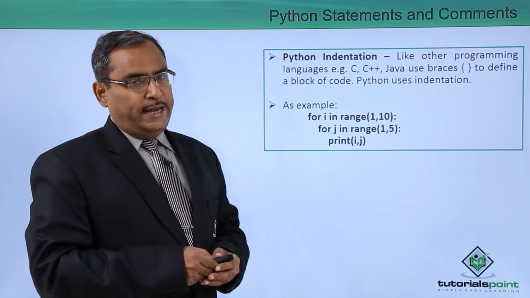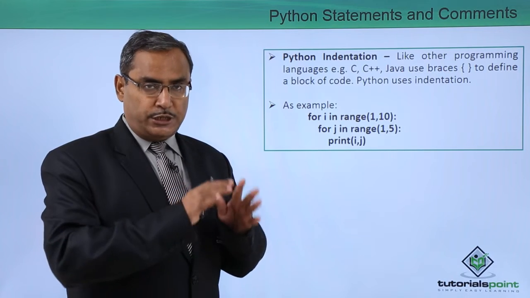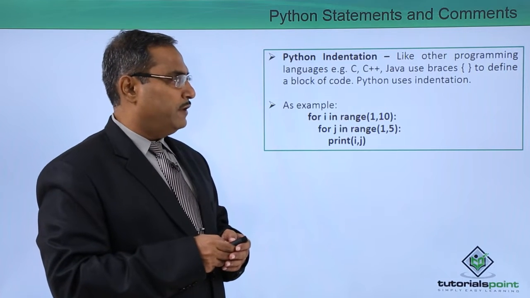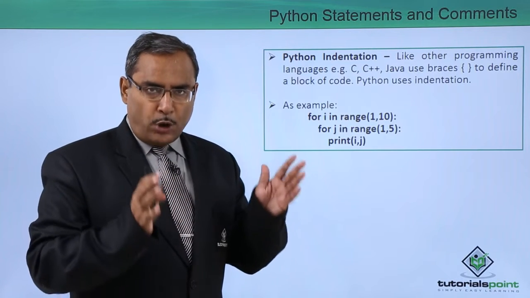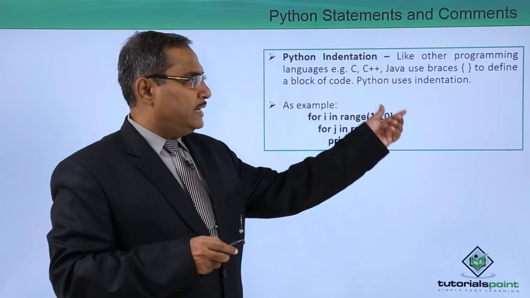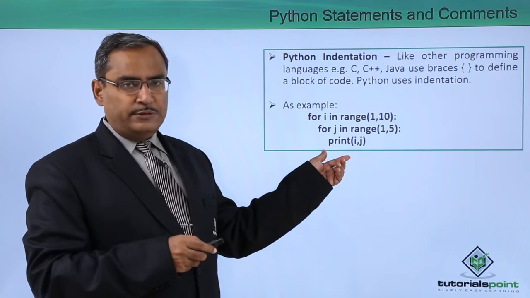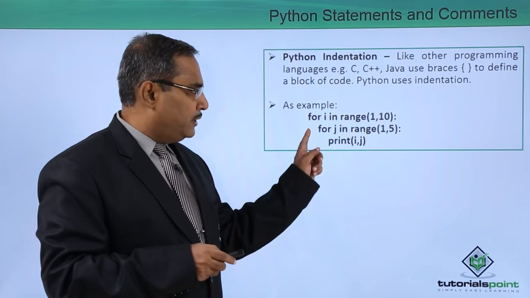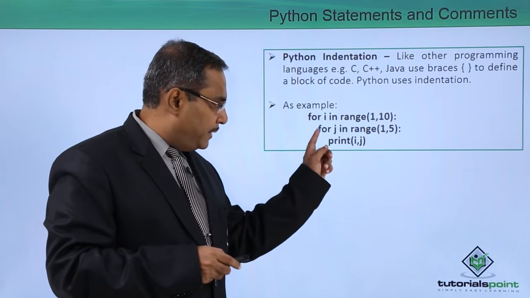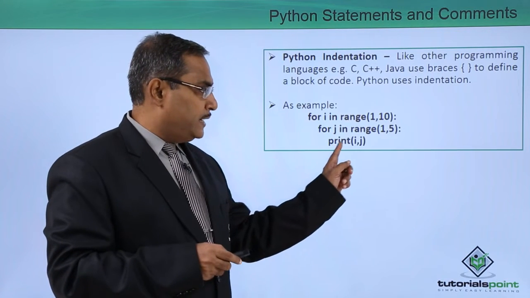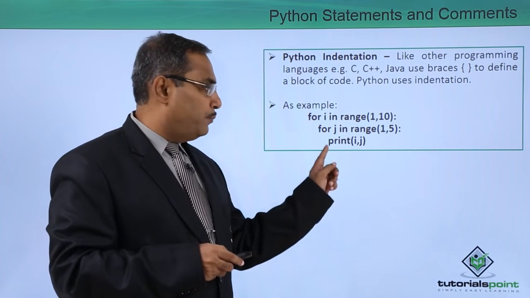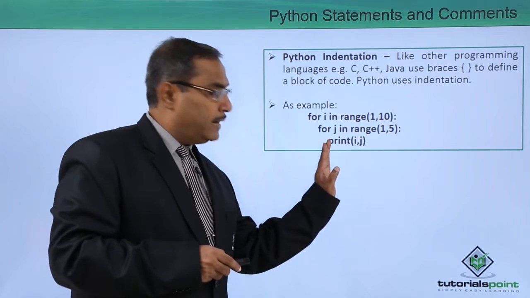Next, we are going for Python indentation. That is very interesting. Like other programming languages, for example C, C++ or Java, which use curly braces to define a block of code, Python uses indentation. In this example, you see that this for starts with this particular indentation. There is an inner for, a nested for, so it has a different indentation here. This print i comma j is within the body of the inner for, so it has another indentation.